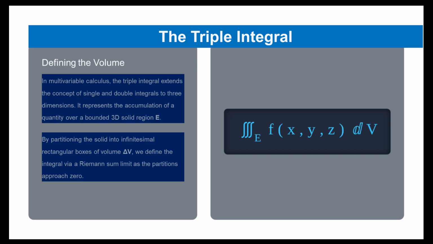This process creates what is called a Riemann sum. As the boxes become smaller and smaller, approaching zero size, the summation approaches the exact value of the integral. That limit becomes our triple integral. So simply, triple integrals are just adding infinitely many tiny volumes together.